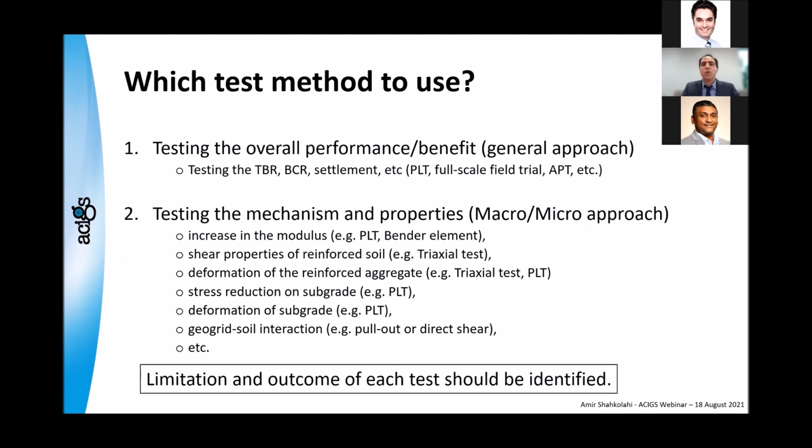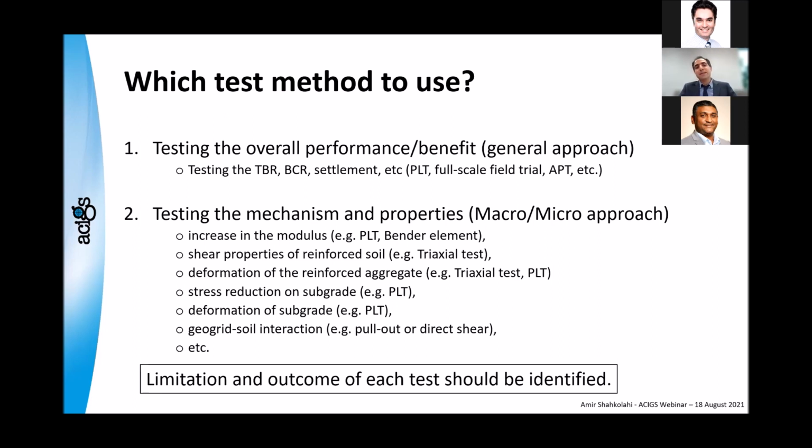Do we want to study the overall performance and benefit of the geogrid, the general approach? Okay, we can use it. For example, do we want to test the traffic benefit ratio, base cost reduction, or settlement? Okay, we can use, for example, plate load test, full scale field trial, or APT.